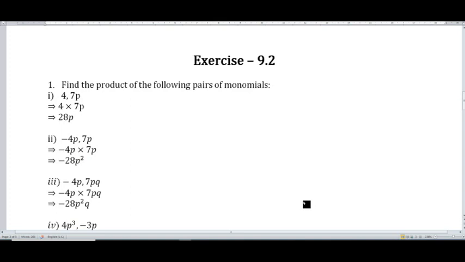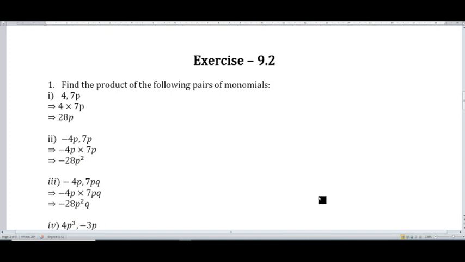Today, since your exam is approaching, we'll not do the long lesson, but this short exercise will be okay for today. That is exercise 9.2. We'll go straight to the exercise. That is question number 1. Find the product of the following pairs of monomials.